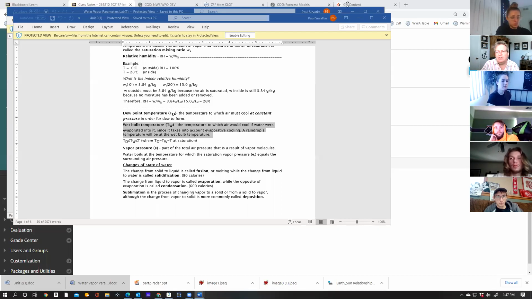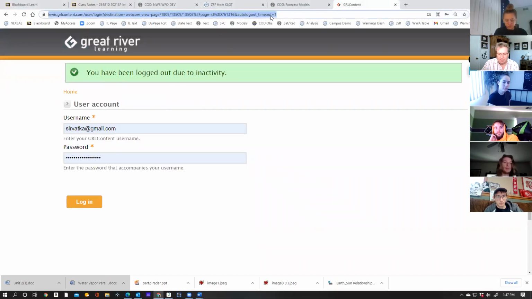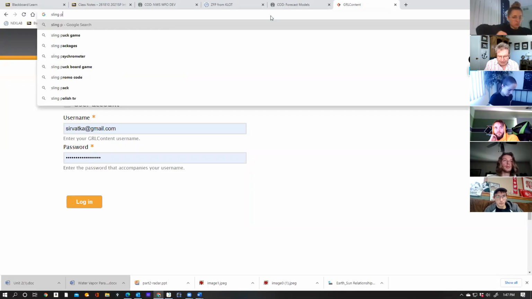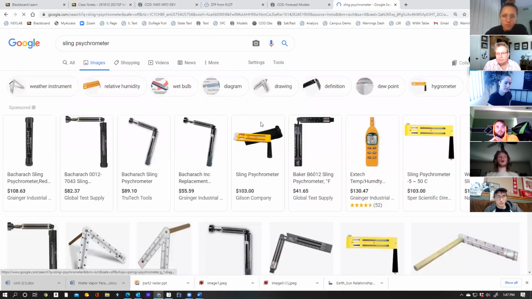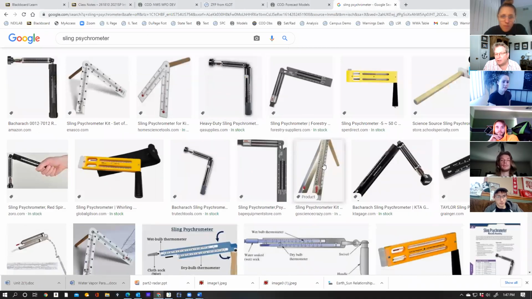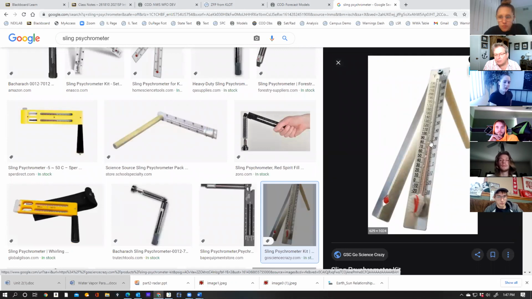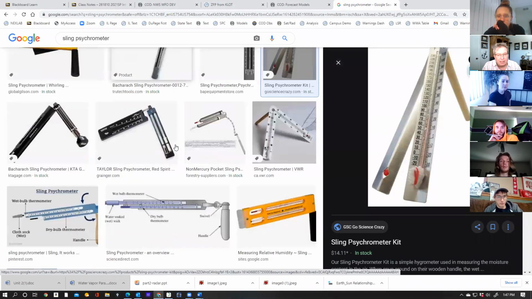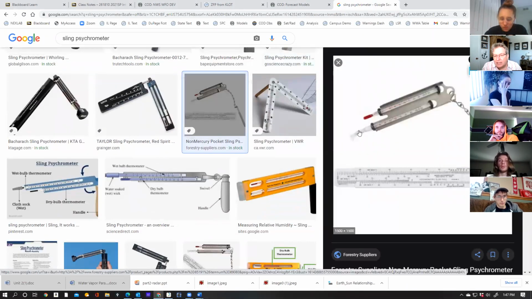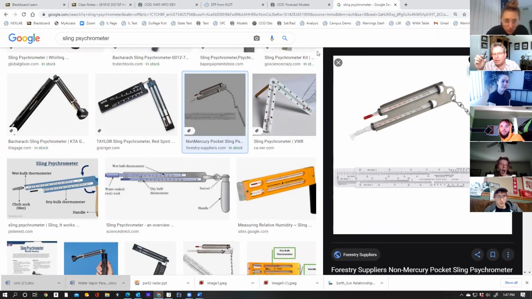Well, there's an easy thing called a sling psychrometer. I can't see what I'm spelling, so here, this is what a sling psychrometer looks like. Basically it's two thermometers. One of the thermometers is just hanging there, and the other one is wrapped in a cloth that you soak in water. When you spin it around, the thermometer is measuring the temperature, but the drier the air, the faster that water will evaporate and the cooler the thermometer will read.